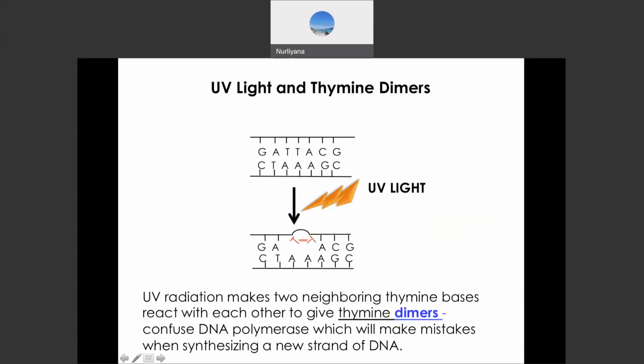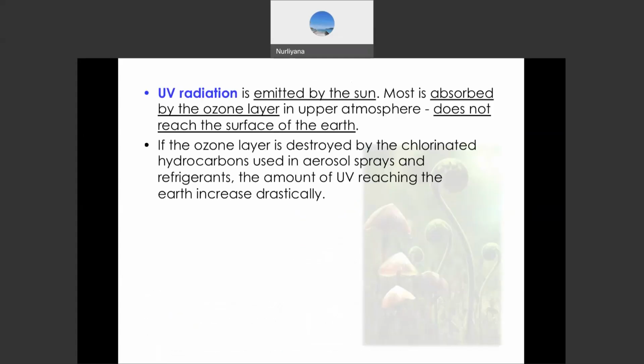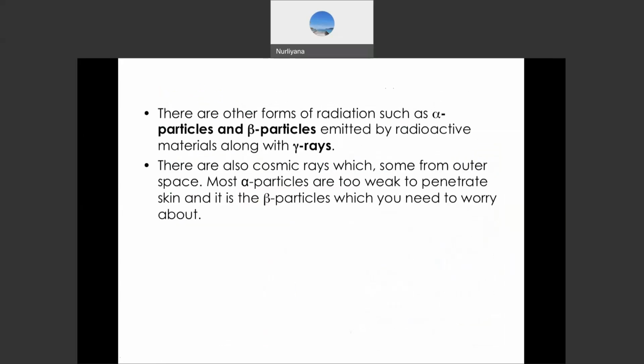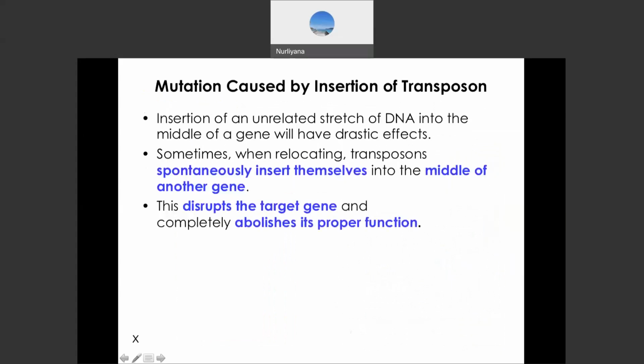So they will form a bridge here, or a double bond here. So what happens is that when this DNA is used for further replication, it will cause problems in synthesizing the new DNA sequence. The other thing is UV radiation, and X-rays. Not only that, some other radiation like alpha and beta particles and gamma rays are things that you need to be really careful of.